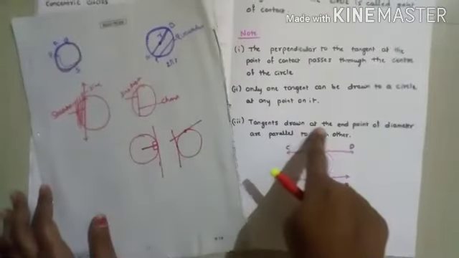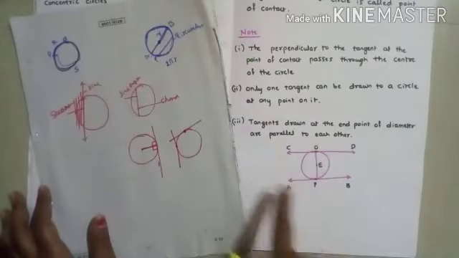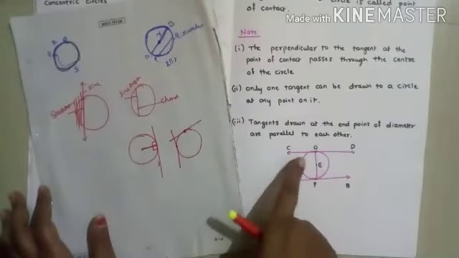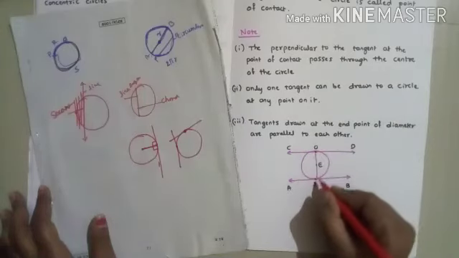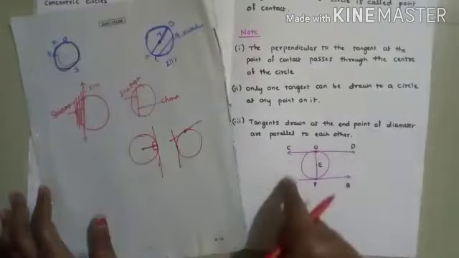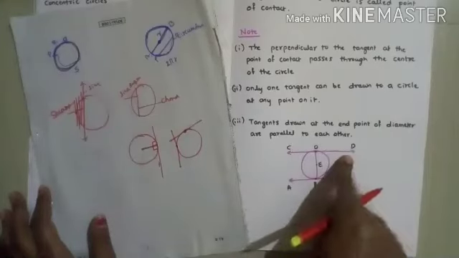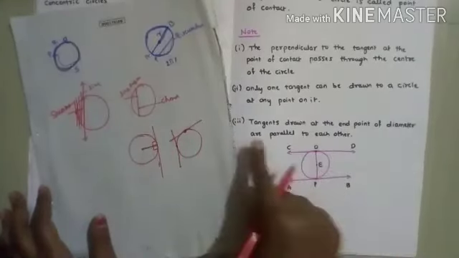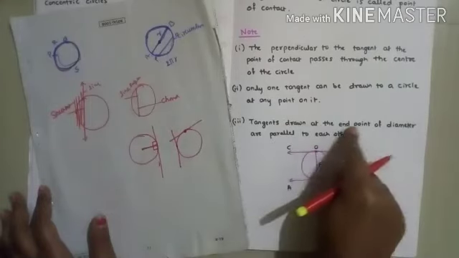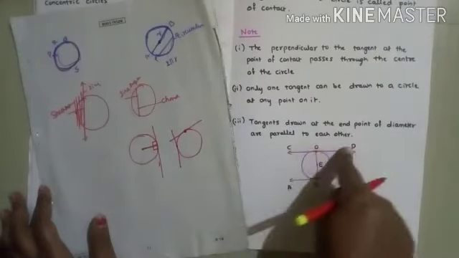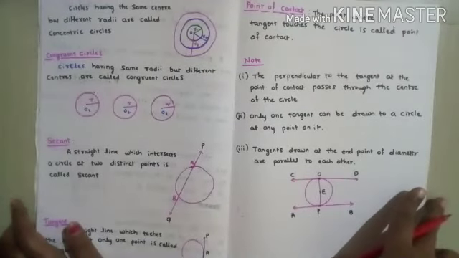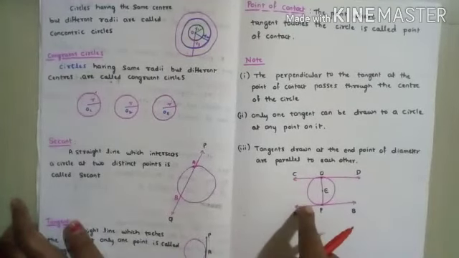Third one: tangents drawn at the end points of a diameter. Here OP is the diameter. O is the end point of the diameter, and P is the end point of the diameter. If you draw tangents at the end points of the diameter, then those tangents are parallel to each other. Tangents drawn at the end points of a diameter are parallel to each other. These CD and AB are parallel to each other. This is the third note. And this is the introduction of the circle chapter.